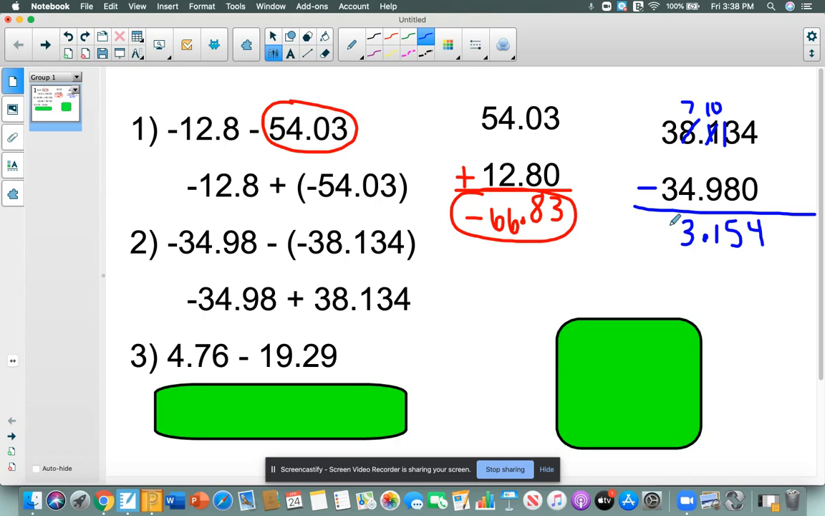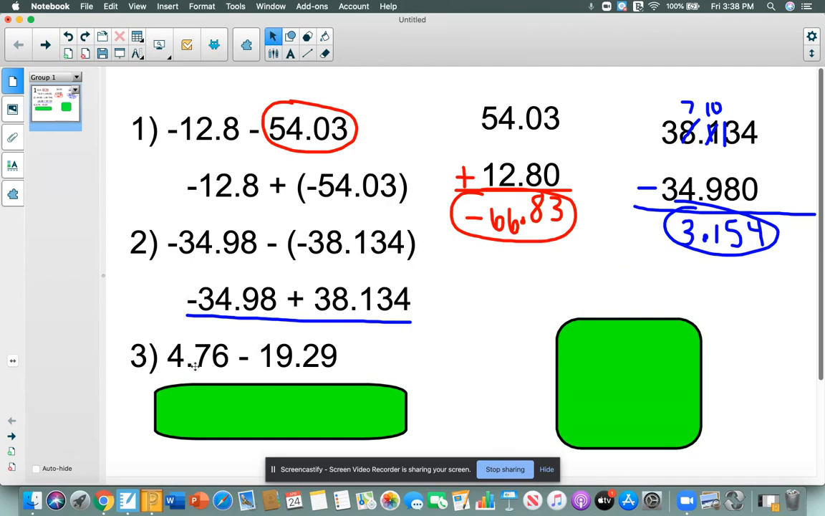Now, like I said before, always ask yourself, should it be a positive or negative number? Well, if we look back down here, it's going to tell us. Remember, the number with the bigger absolute value tells you the sign of your answer. So which one's farther away from 0, the 38 or the negative 34? Hopefully you guys are saying that the 38 is farther away, so my answer is going to stay positive, so it is 3 and 154 thousandths.